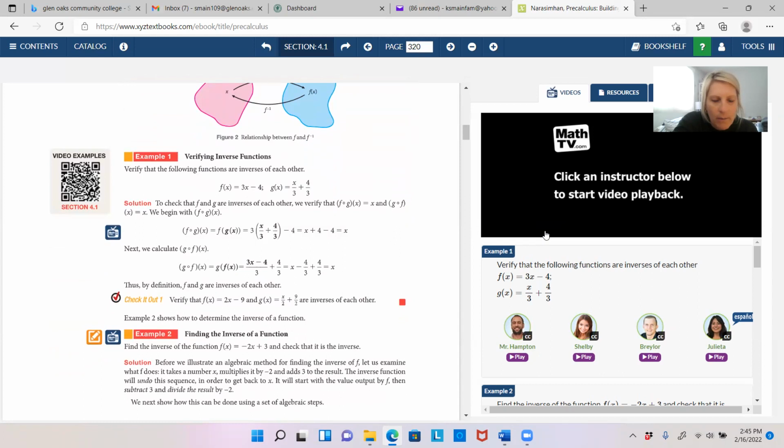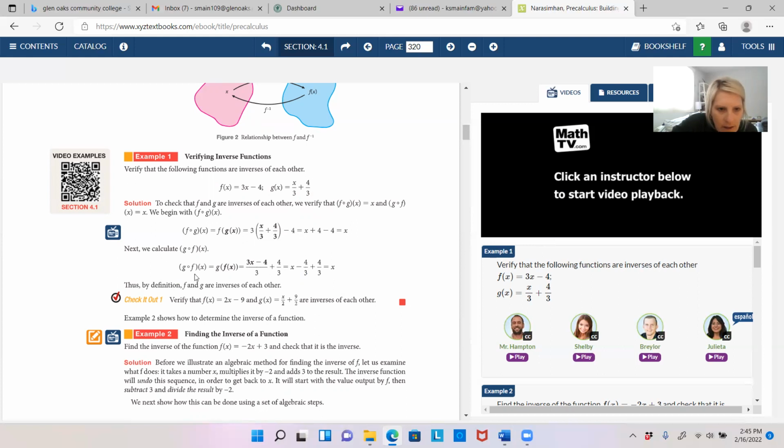The function f of x is 3x minus 4, and the function g of x is x over 3 plus 4 over 3. And so when we compose them, g goes into f as our first, when we're looking at here where my mouse is. So we're putting the g of x function in for the f function. And when we simplify, we get x.